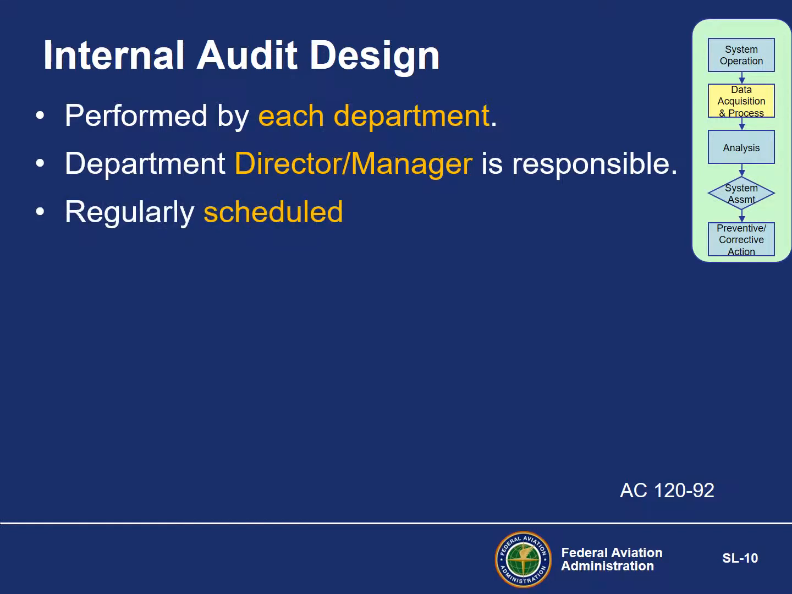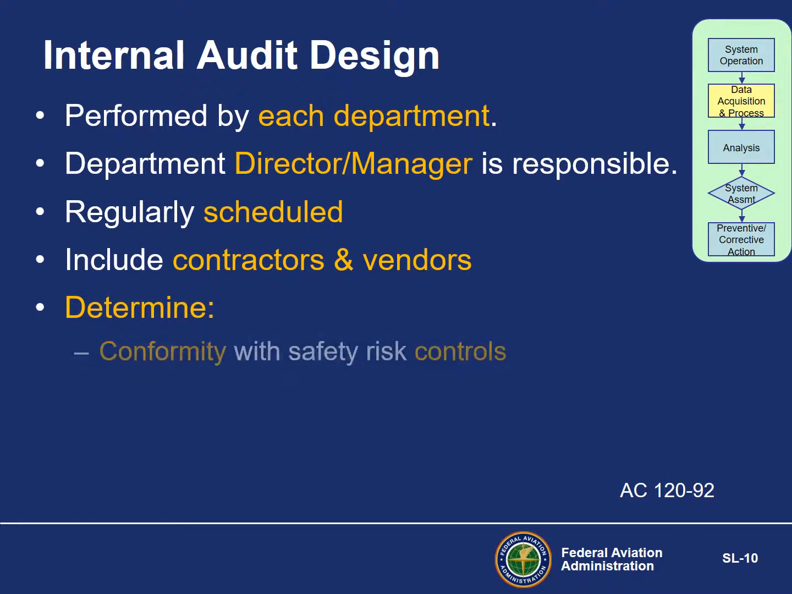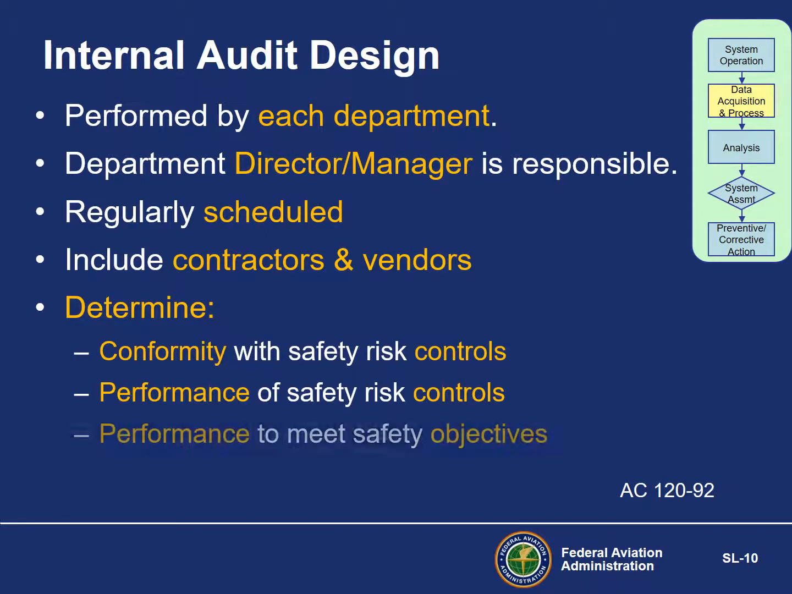Audits should be scheduled on a regular basis. Remember that an audit is a snapshot showing what is occurring at a particular point in time. One audit is not enough. The audit tool needs to be used regularly to be useful. The audit obligation extends to subcontractors that may be used to accomplish organizational functions. Audits should determine conformity and performance of safety risk controls and the department's performance in reaching safety objectives.